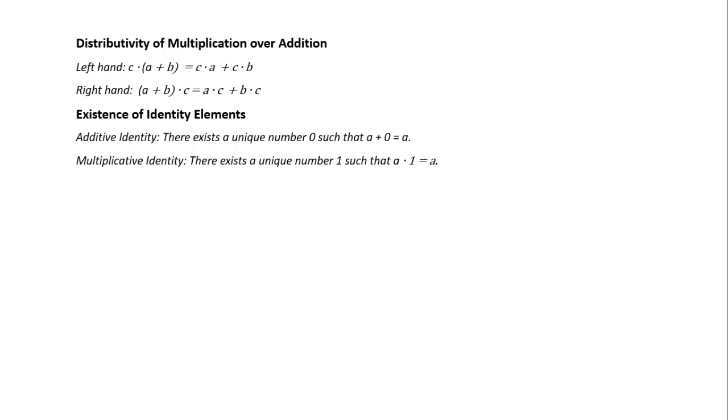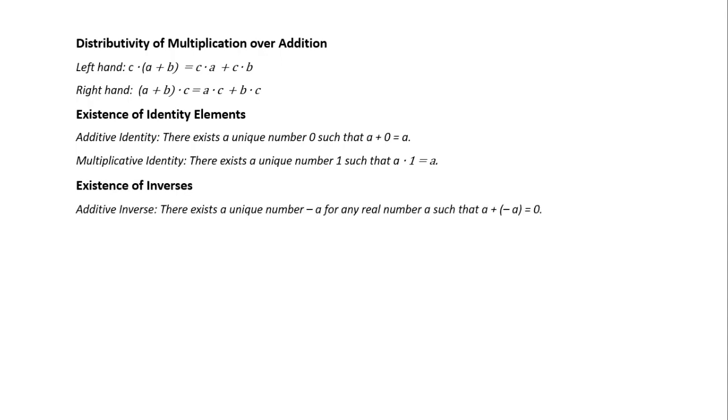And lastly, we have the existence of inverses. For addition, known as the additive inverse, there exists a unique number -a for any real number a such that a plus -a is equal to 0. For multiplication, known as the multiplicative inverse, there exists a unique number 1 over a for any real number a such that a times 1 over a is equal to 1.